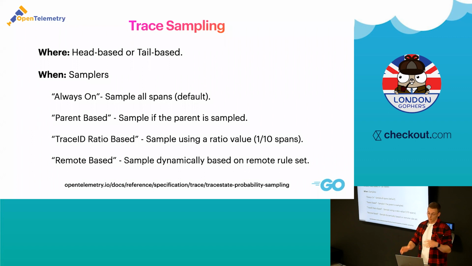One of the other things here is, obviously, as you reduce the rate of sampling, you reduce the visibility into your system. So head-based versus tail-based is an important decision to make.